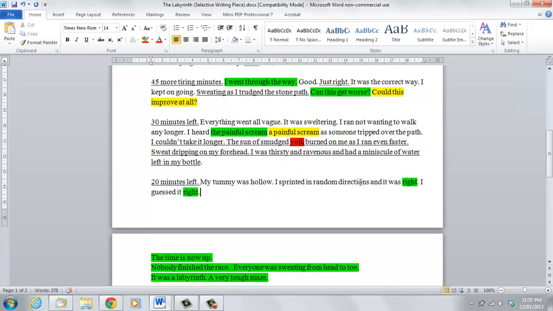I sprinted in directions and it was right. I guessed it right. Again, I wouldn't use right. I guessed it correctly. Okay. And it was right. You could write, I finally found the right path. Or I finally found the right exit.